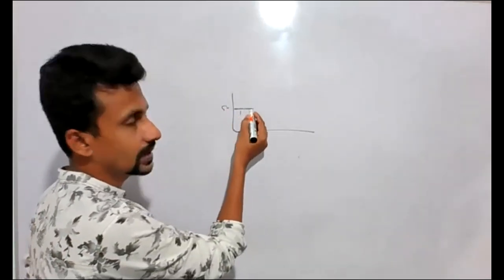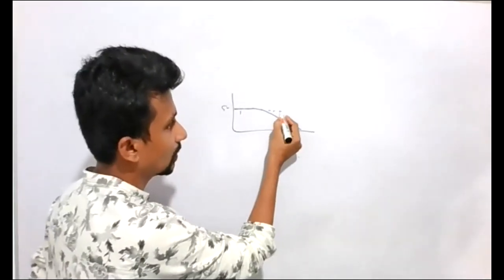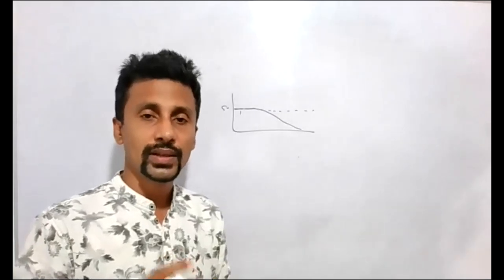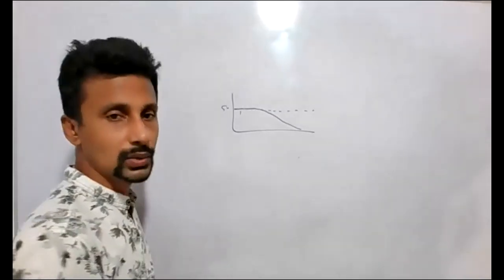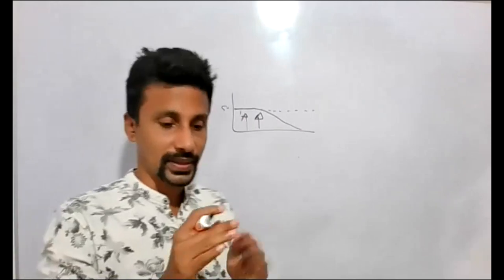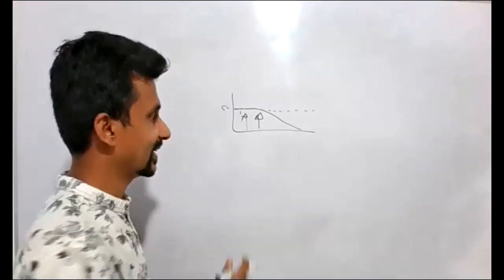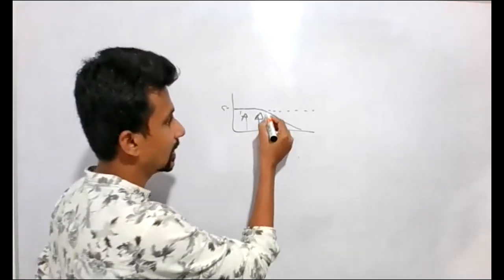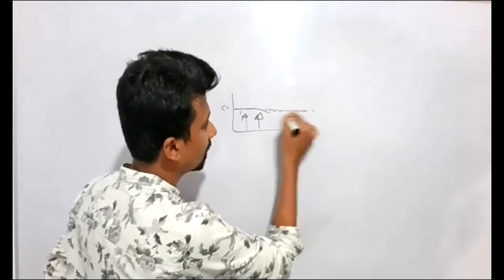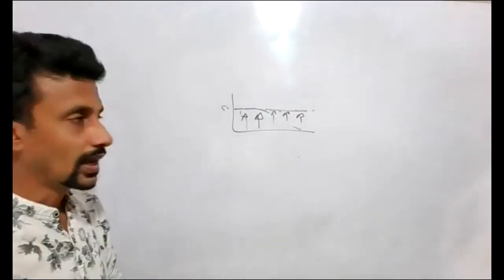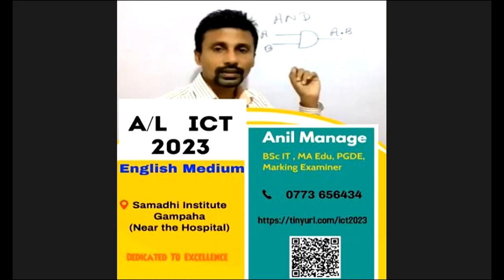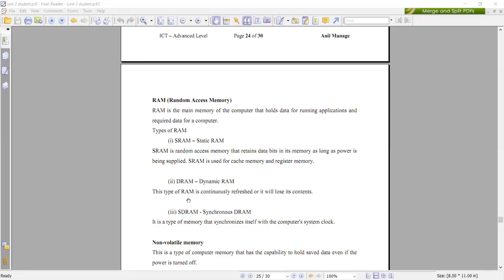After some time this data can change like this. You need to keep it like this, but that voltage or whatever it is can change. So your data is changing, which means you are keeping faulty data, right? To avoid that, you have to refresh it all the time. Not refresh by pressing F5 or right-click refresh. In RAM technology they are refreshing the data. That means it will not change, it will be kept continuously. Now you have to refresh it and keep it continuously without change. So this is called dynamic RAM. This type of RAM is continuously refreshed, or it will lose its content, right?